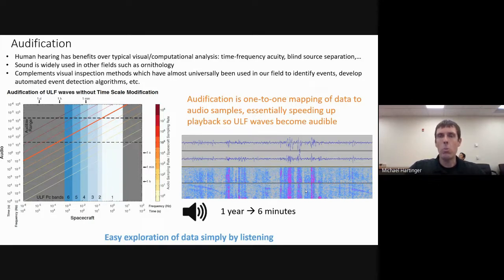One analogy that often gets made is the cocktail party problem, where some people have the ability to pick out a conversation on the other side of the room when you're at a party and talking to a bunch of people.